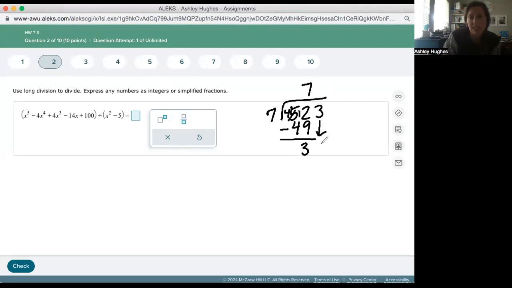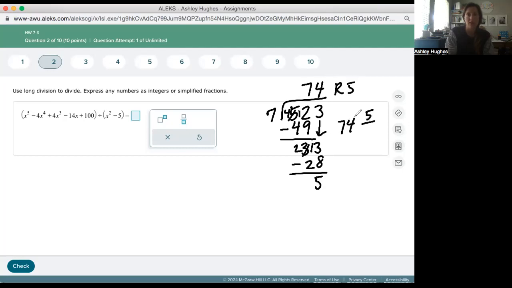And then you bring down the next guy. And then you say 7 times what is close to 33? Well, 7 times 4 is 28. And then again, you change the sign or subtract. And so then we get 13 minus 8 is 5. And so the answer would be 74, remainder 5. Or 74 and 5. We put the remainder over the divisor, 5/7.